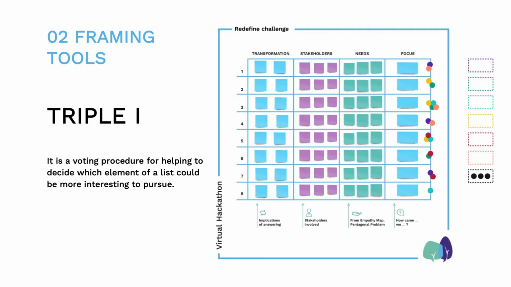Framing tools. It is a voting procedure for helping to decide which element of a list could be more interesting to pursue. This tool should be used whenever there's a need to focus the challenge and focus the ideation phase, and will be useful to facilitate the dynamics of teamwork, as it will help us to align opinions and to decide on a common line of action.